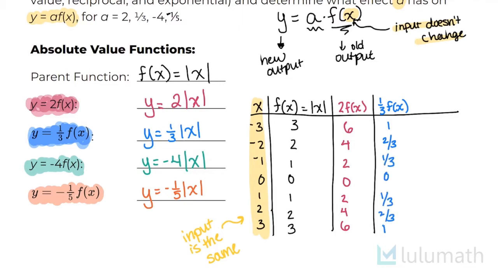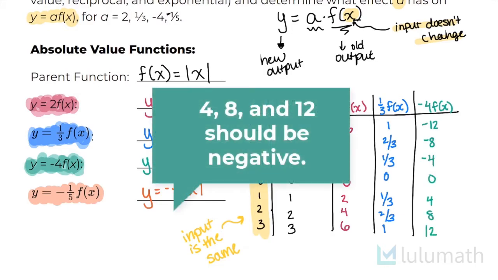If I wanted to graph out this function here, I would take these x values and these y values, and I would graph them out. Now, for y equals -4 times the absolute value of x, or y equals -4 f of x, I would just take all of my y values that I see here and multiply them by -4. So -12, -8, -4, 0, 4, 8, 12, so on and so forth.